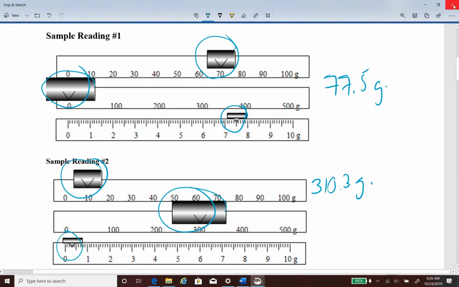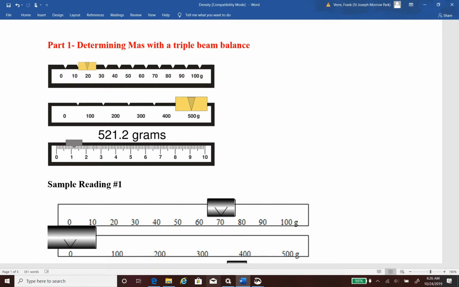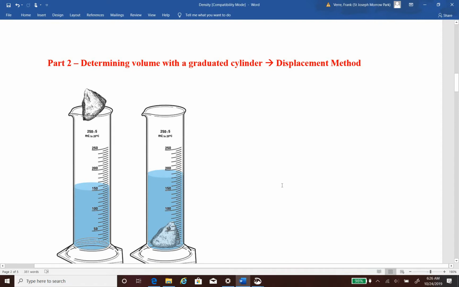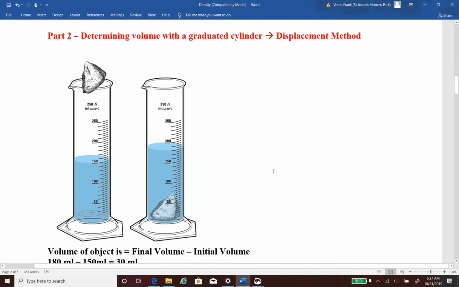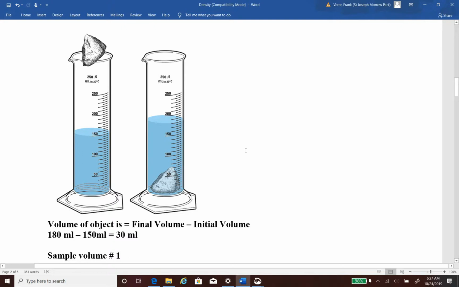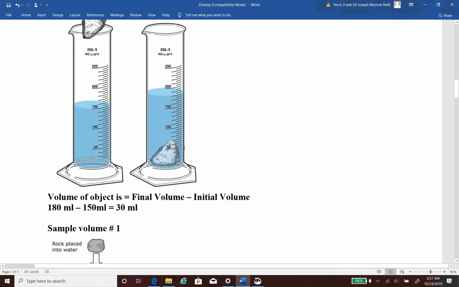Okay. Now, how do you get the volume? This is if it's an irregular object. If it's a regular object, we can just do some simple calculations. But if it's an irregular object like this rock here, you're going to use the displacement method. You have a graduated cylinder full of water, and you record the initial volume of the water. In this case, it looks like about 150. You drop in an object, and then the volume of water now reads about 180. The displacement method is simply the difference between the final and the initial. So 180 minus 150 is 30 mils. That means the volume of the rock is 30 mils.